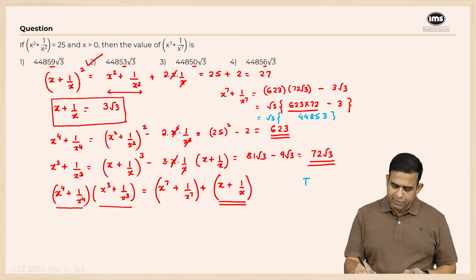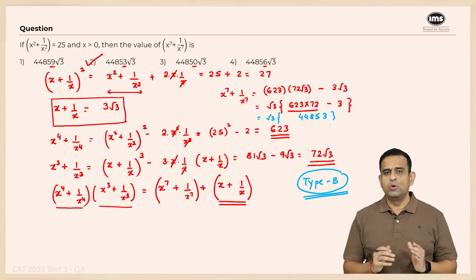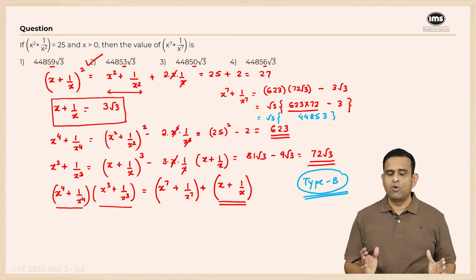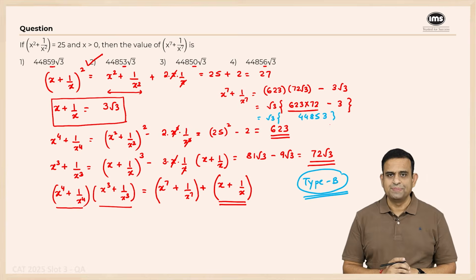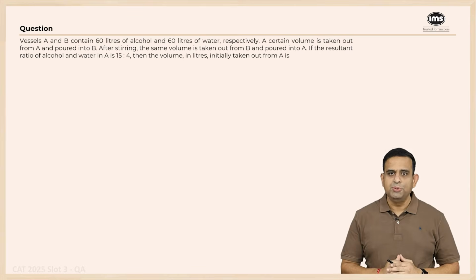This is going to be a type B, something which you may want to try out in round number 2, provided you know algebra properly and all the basic formulas are known to you. The next sum happens to be a mixtures and alligation, and it's a TITA question. Let's read the sum over here.